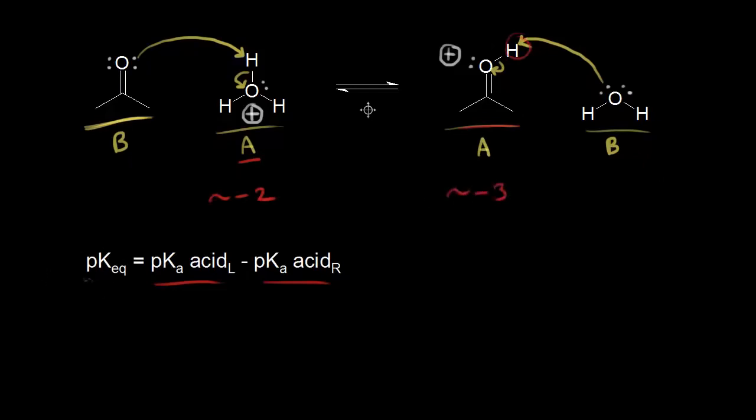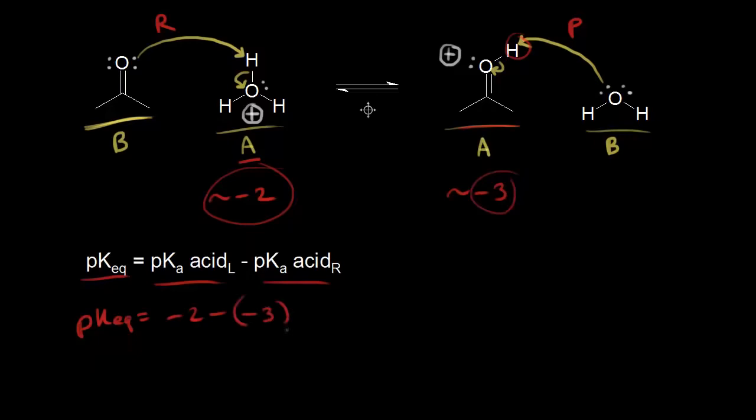So to find the pKeq for the forward reaction, meaning the stuff on the left is the reactants and the stuff on the right is the products, the pKeq is equal to the pKa of the acid on the left, which would be -2, minus the pKa of the acid on the right, which is -3. So -2 minus -3 is equal to +1. So the pKeq for the forward reaction is +1.